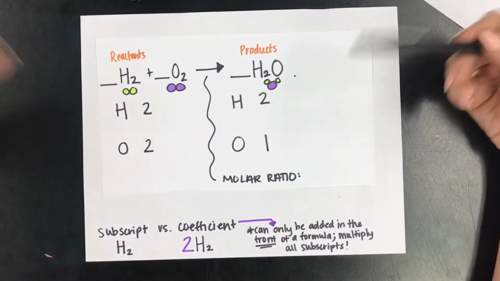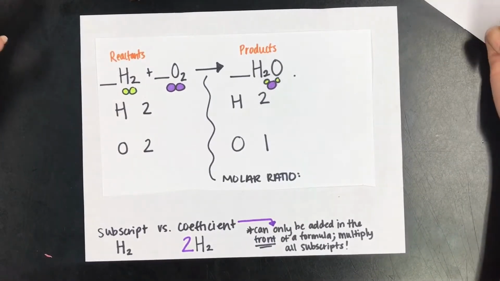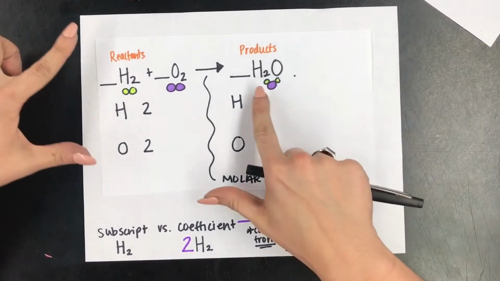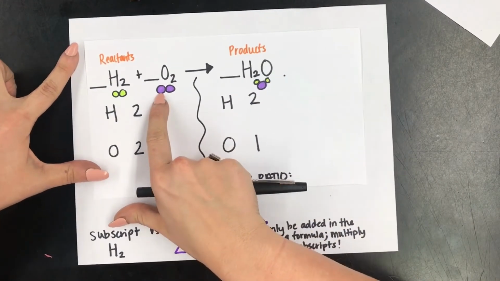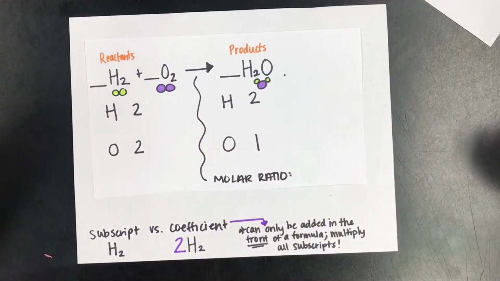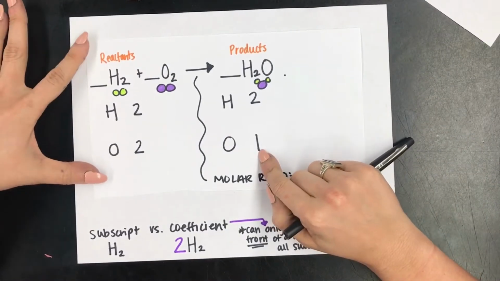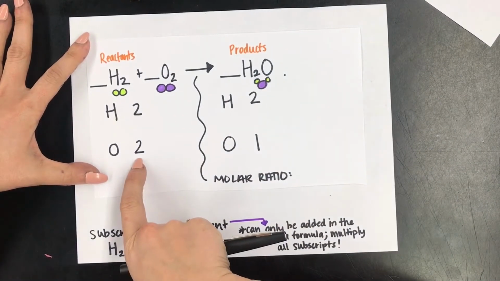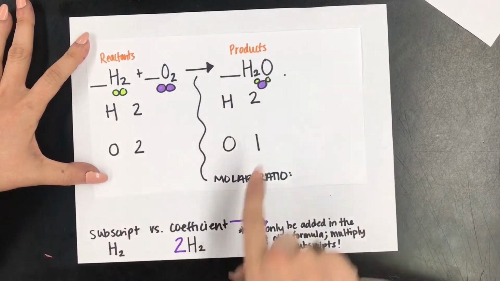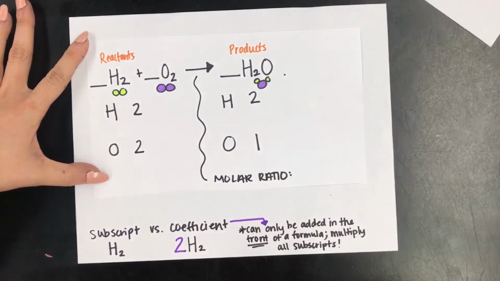So when we assess this to begin with, we know hydrogen looks okay on both sides. But it looks like we've lost one of these oxygen atoms. So let's try to fix this one first. So I need a coefficient that when I multiply it by this 1 here, it will get me equal to 2. So that's an easy one. 1 times 2. So 2 would be my coefficient.